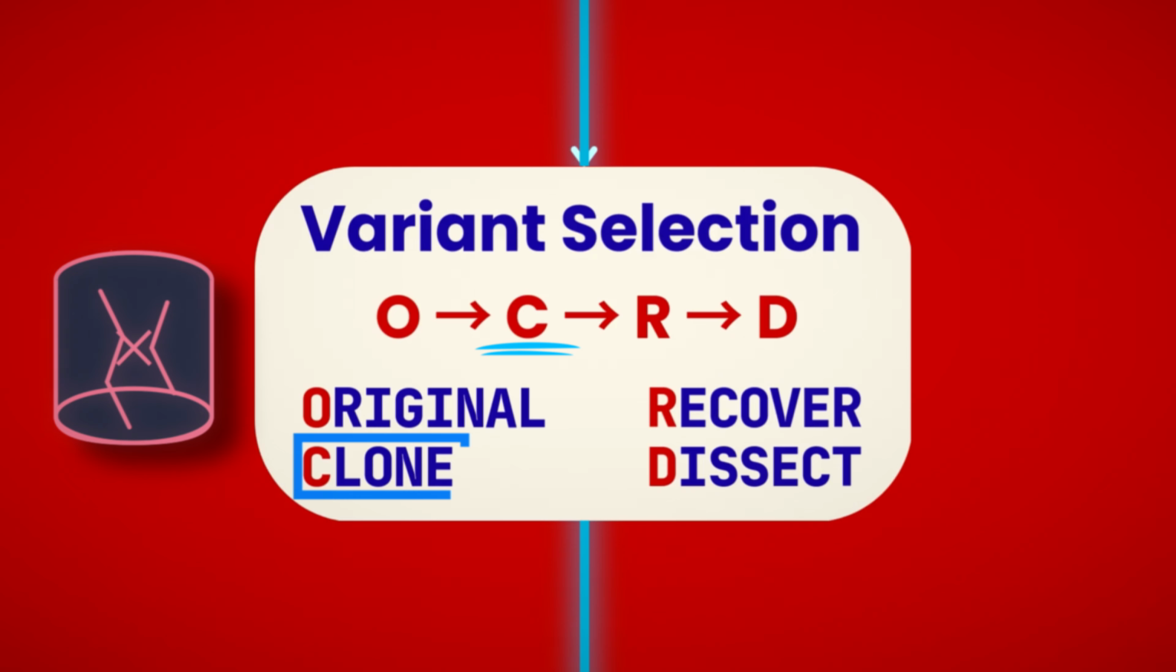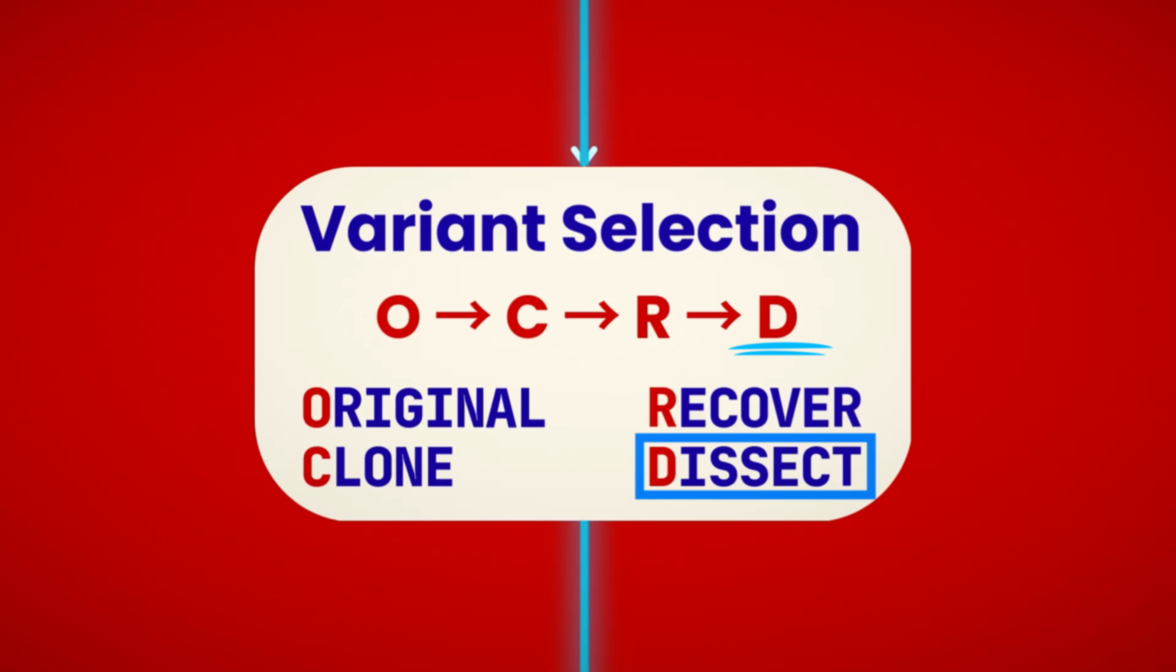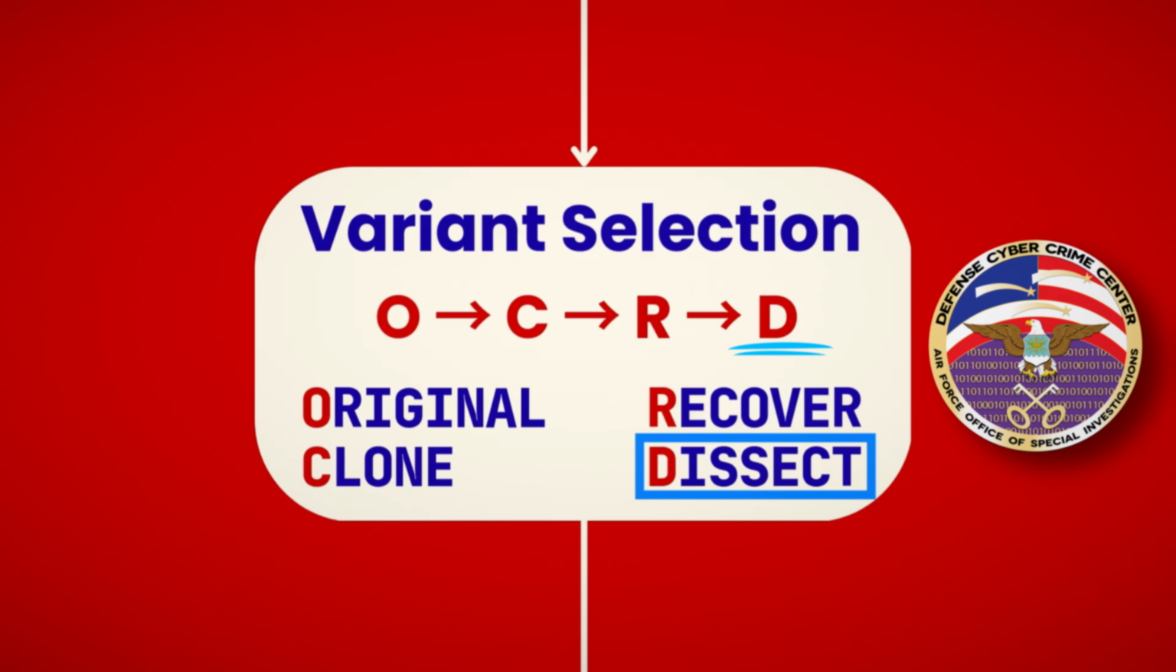Mars first tries the clone technique, which can repair slightly damaged files. Next, it tries the recover method, which is a salvage operation required by truly corrupt databases. Finally, Mars can run SQLite Dissect, a data recovery tool built by the U.S. Department of Defense Cybercrime Center. But let's go back to the recover step for a second.